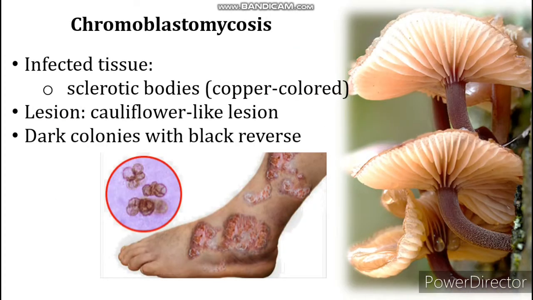Your chromoblastomycosis is a disease wherein, kapag nasa infected tissue, ang itsura niya is like sclerotic bodies. Sclerotic bodies, para silang mga benchinko. They look like 25 cents na pinagsama-sama. They are also copper colored, so para silang rust. And then, in the lesion, it's like a cauliflower-like lesion. So yan, para silang mga flower. And then, in the agar, it would look like dark colonies with black rivers.